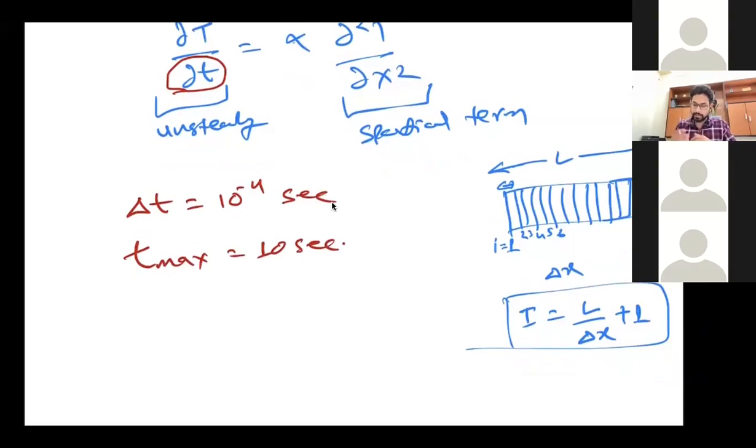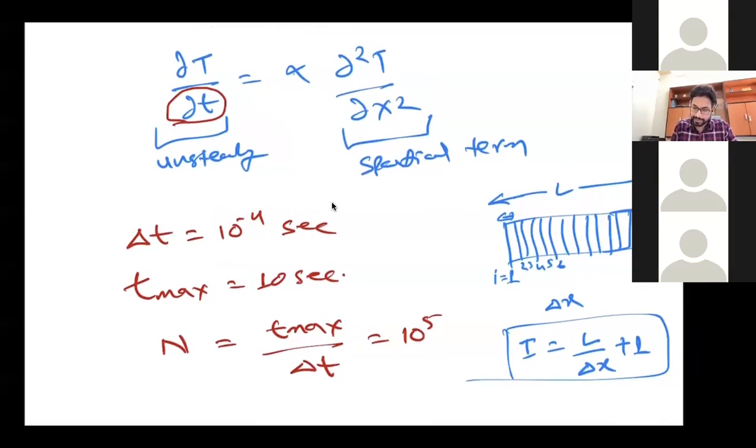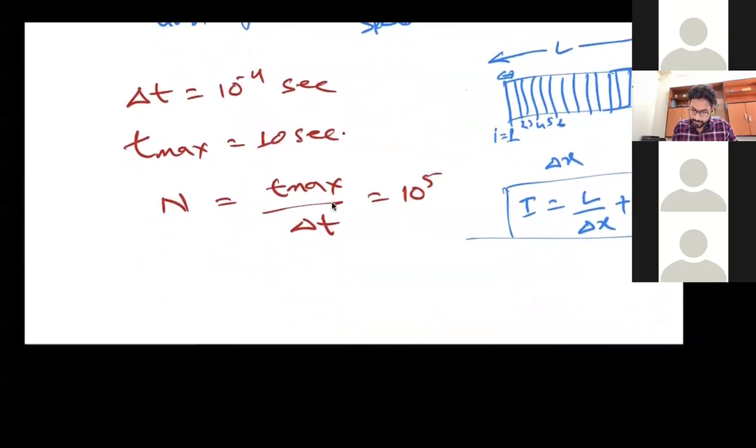So the total cycles it will run for, if you call it n, will be T max divided by delta T. It will give us maybe 10 to the power 5 cycles or something like that. So we will calculate everything in an incremental manner. Okay. And now we want to discretize this equation. If you want to do this calculation, we need to discretize it. Okay, so how do we discretize it?